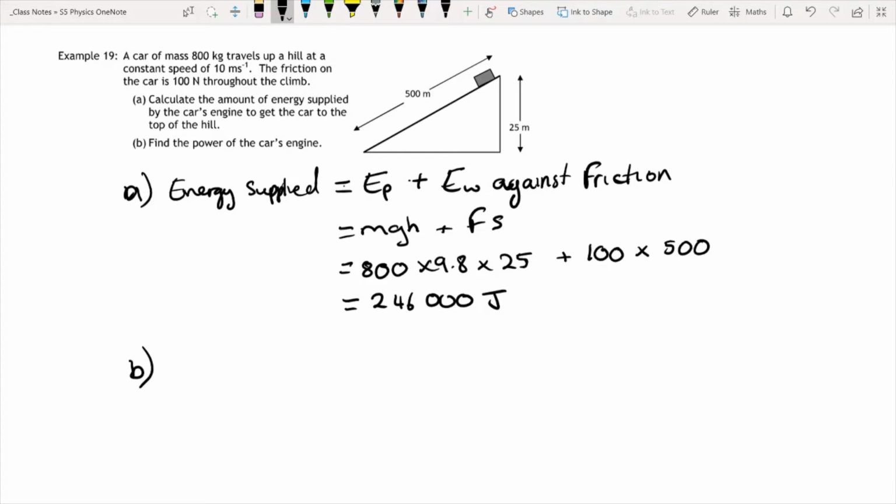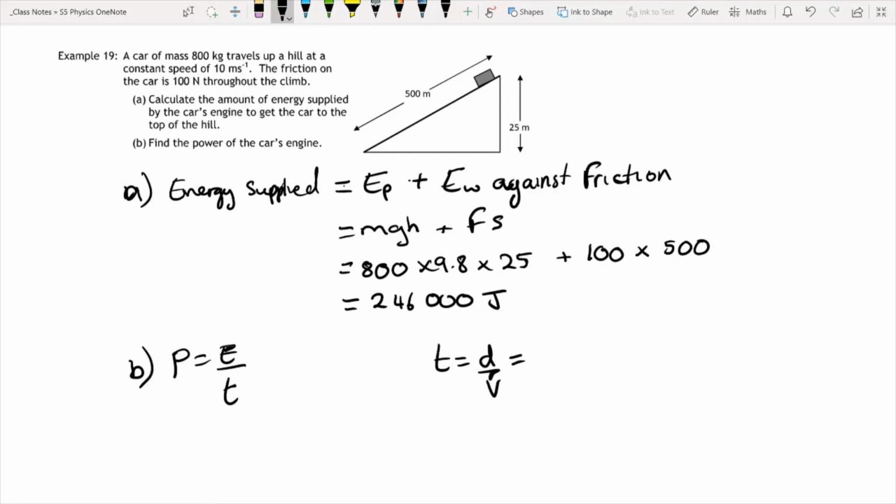Part B says find the power of the car's engine. So power is energy over time. We've got the energy, we don't have the time. We do, so what we do know is it's travelling at a constant speed of 10 meters per second. And we also know that it has travelled 500 meters. So the time is going to be the distance divided by the speed, yeah.